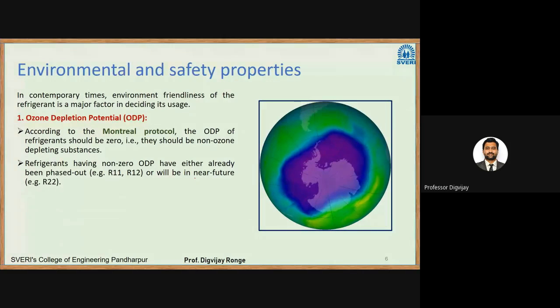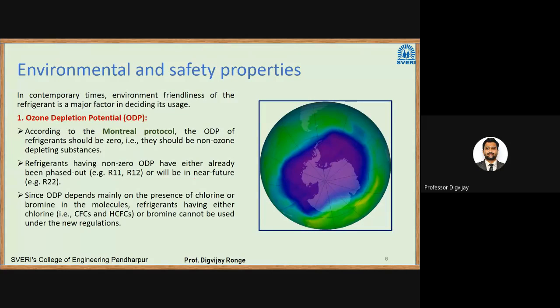Okay, so how are they measuring this ozone depletion potential? They are comparing it with chlorine. Since ODP, that is ozone depletion potential, depends mainly on the presence of chlorine or bromine in the molecules, refrigerants having either chlorine, that is CFCs, chlorofluorocarbons, or hydrochlorofluorocarbons, or bromine cannot be used under new regulations. Okay.